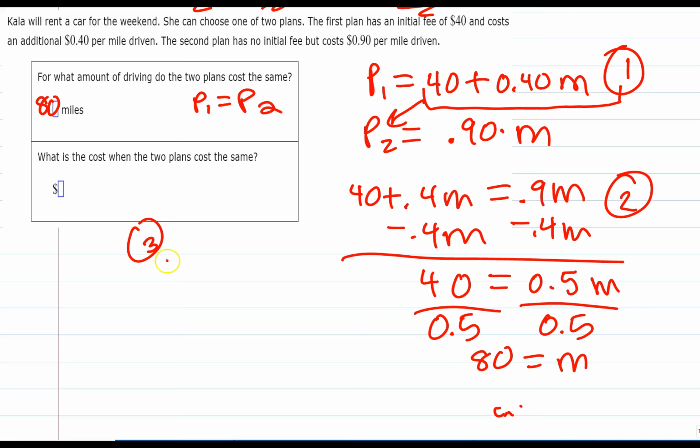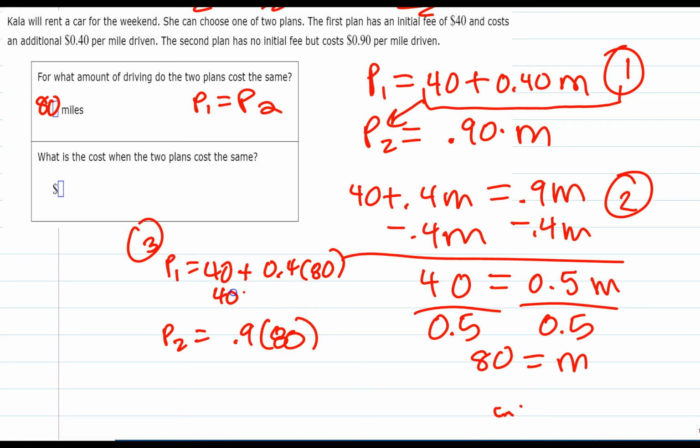See, and that's where you've got to be careful here, because plan 1 would be 40 plus 0.4 times 80. This one would be 0.9 times 80. And this one is, what, 40 plus 32? How about 72 bucks? What's 90 cents times 80? How about 72 bucks? So how much would each one cost when they're the same?